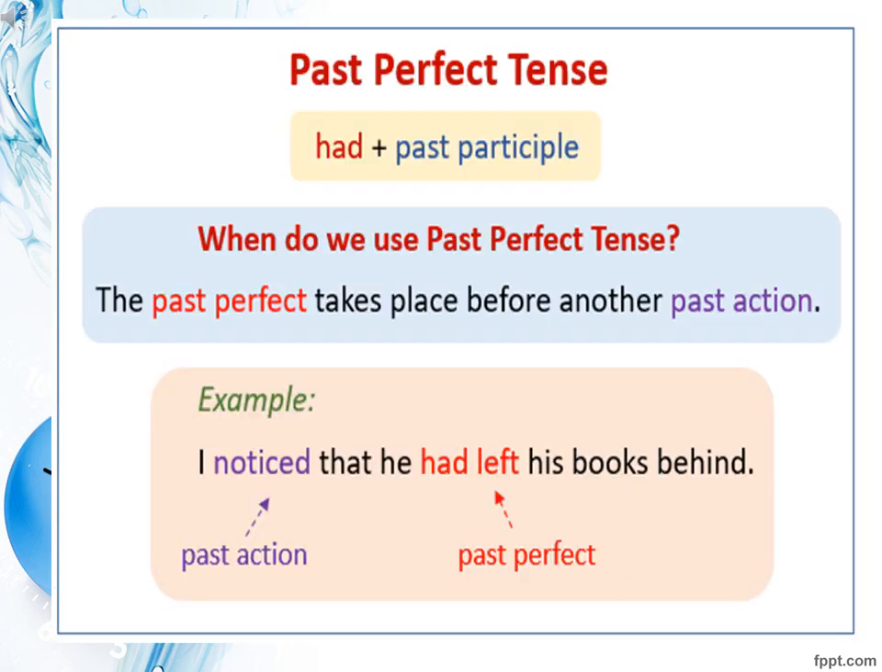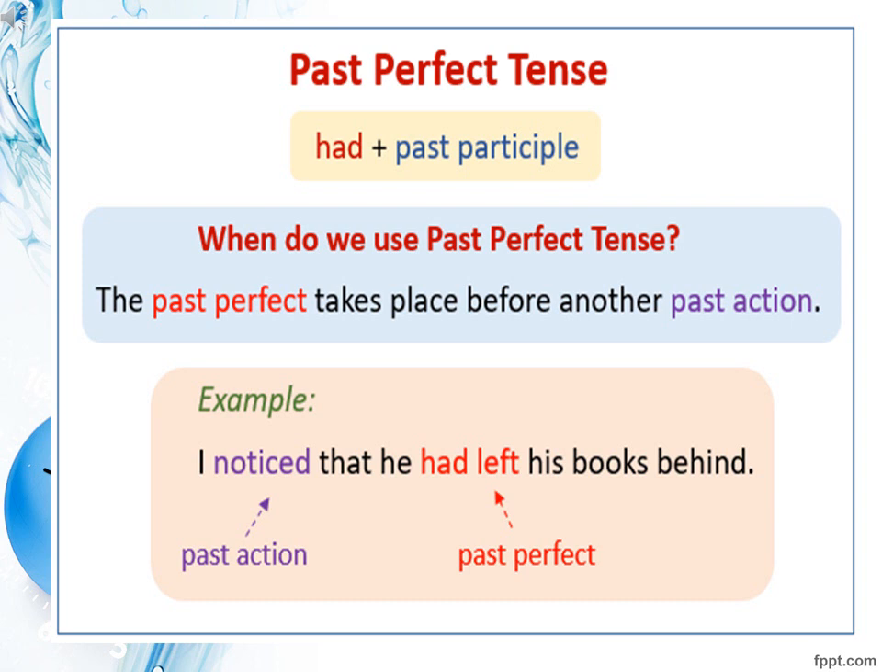Okay, so here is an example. But first let's look at the form. كيف ما قلنا في الأول had plus past participle. So when do we use past perfect tense? The past perfect takes place before another past action. يعني past perfect هو الماضي التام كيجي قبل حدث آخر في الماضي.